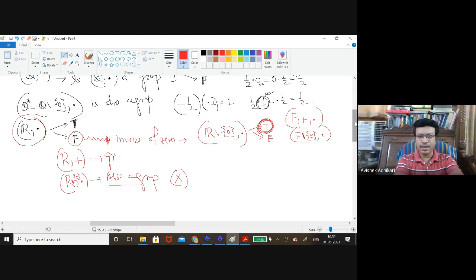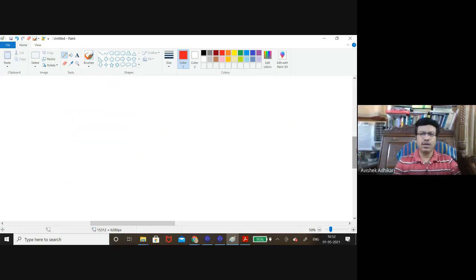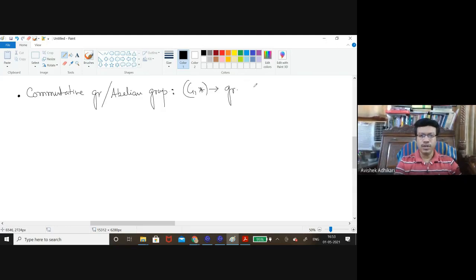But before going to that, let me have a quick look at a few of the important terms. First one is commutative group, or another name is abelian group. So what does it mean? First of all, G star has to be a group with the property that for all A, B belonging to G, A star B equals B star A. Very simple.